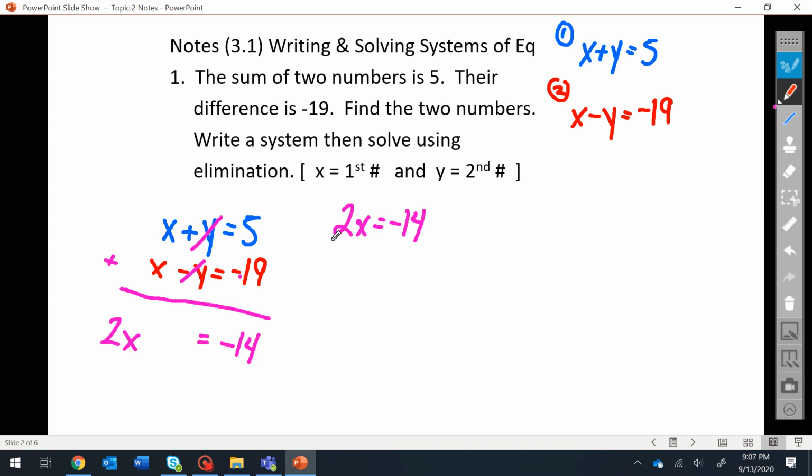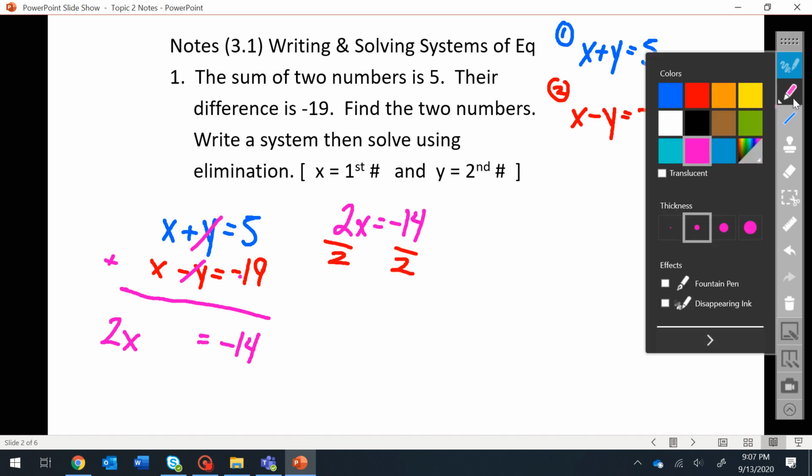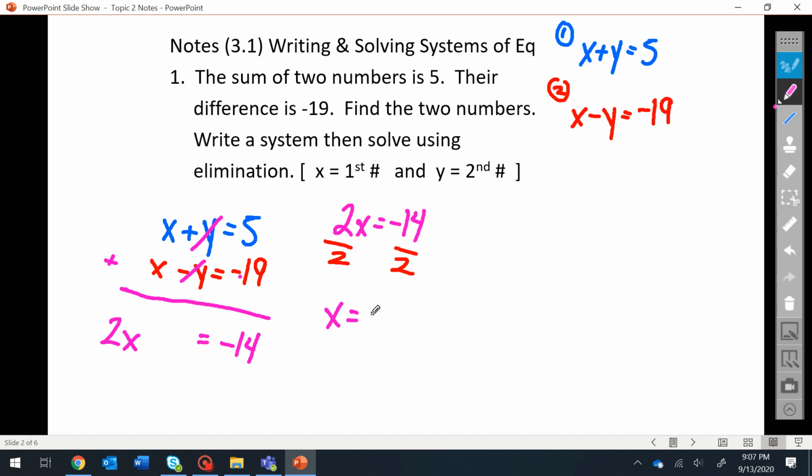So one step to solve for x, divide by 2, and we see that our x is negative 7. Now this is only half of the answer. This tells me that where these two lines intersect is going to have an x coordinate of negative 7. But we still need the y coordinate, which means we need to go back to one of the two equations and substitute this x in to find y.